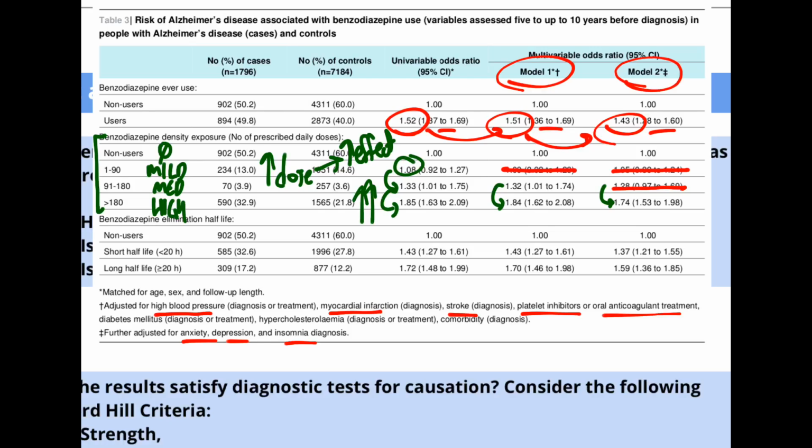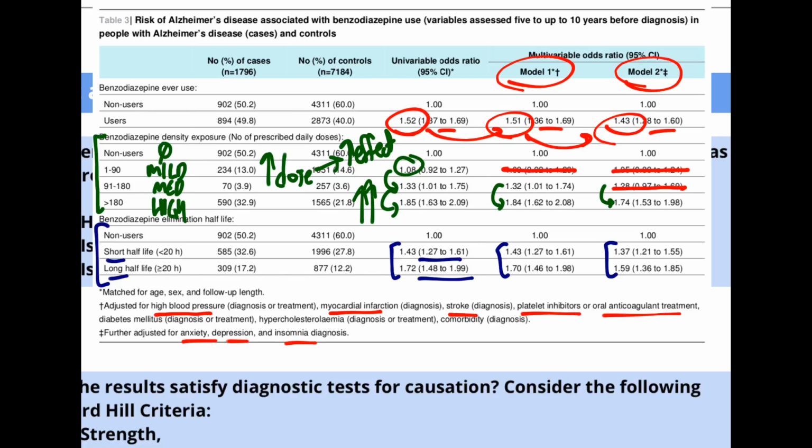And then the last question was, is the risk impacted by benzodiazepine half-life? And so that we know, we looked at the bottom here. And so we have short half-life and long half-life. And while it does look like there's a difference here in these different models, if you look at the confidence intervals, you can see 1.27 and 1.61 overlaps with 1.48 to 1.99, right?